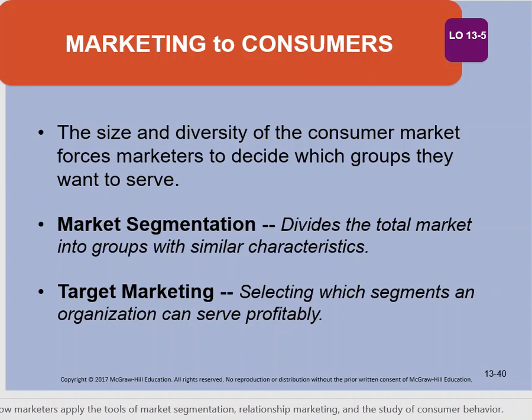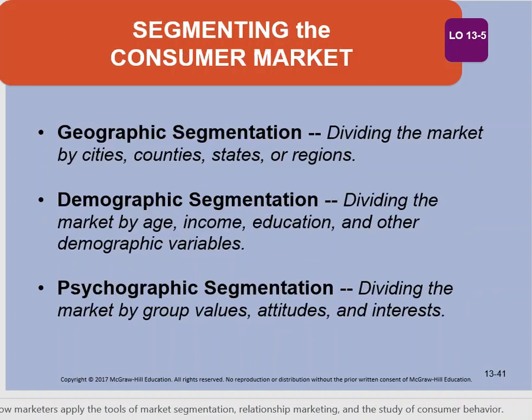So let's look at the 5 types of market segmentation. The first type is geographic segmentation, so dividing the market into cities, such as Palmdale or Lancaster, or different counties, LA County versus Ventura County. Second type of segmentation, and the most popular one, is demographic segmentation. This is where you divide the market by such things as age, income, education, and other demographic variables.